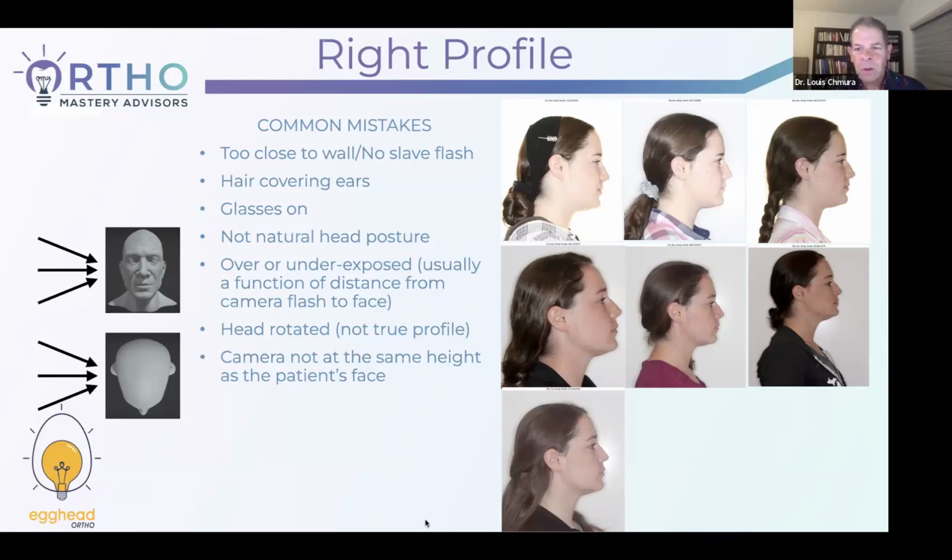Okay, so you want to standardize all of these things so that when you're comparing before and afters, you actually see before and afters and they look similar. We have all kinds of problems with hair covering the ears, or the glasses are left on, or we have them do some artificial head posture. You want them in their natural head posture. You don't want them overexposed or underexposed. That's where the distance comes. And you want to be at their height.